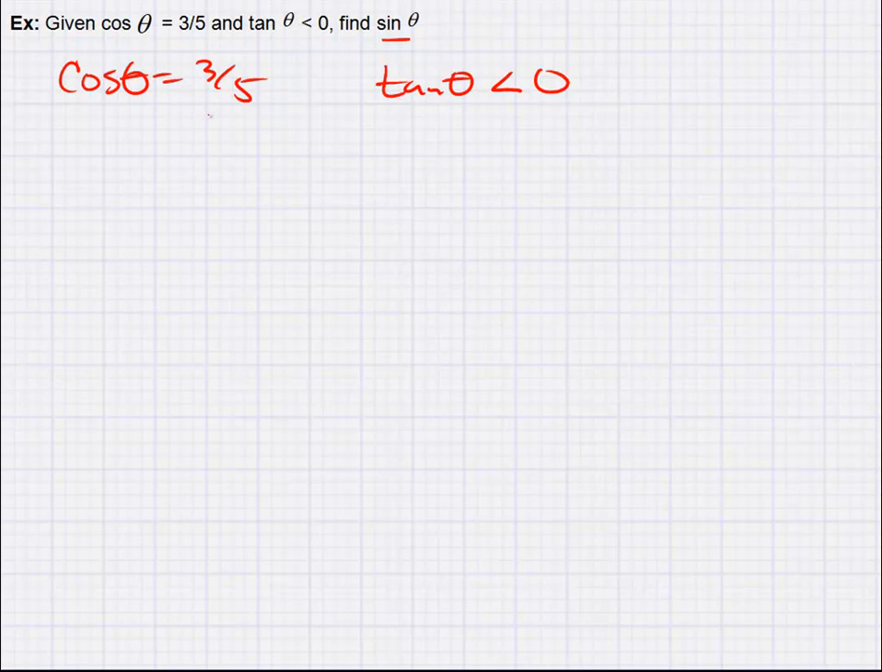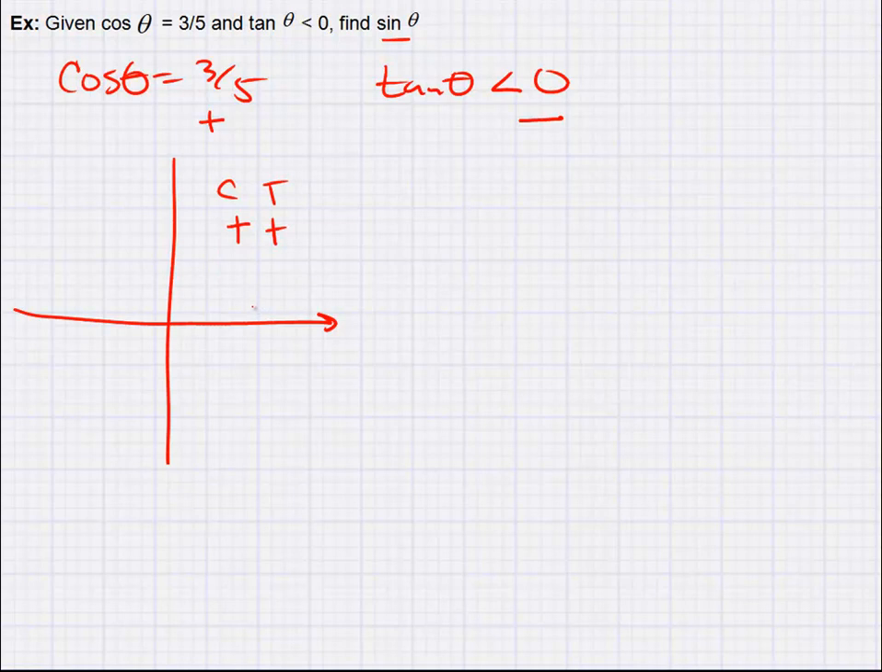So cosine is positive and tangent is negative. If I think about where that is, well, cosine's positive and tangent's positive in quadrant 1. In quadrant 2, cosine's negative and tangent is negative. In quadrant 3, cosine is negative and tangent is positive. And in quadrant 4, cosine is positive and tangent is negative. And I'm doing that by just looking at the x's and y's.